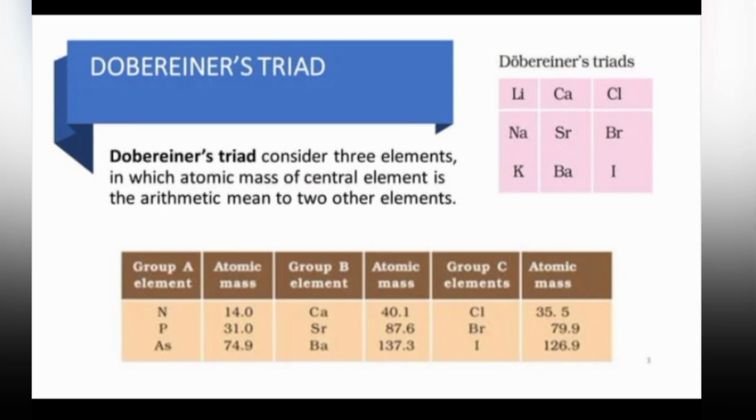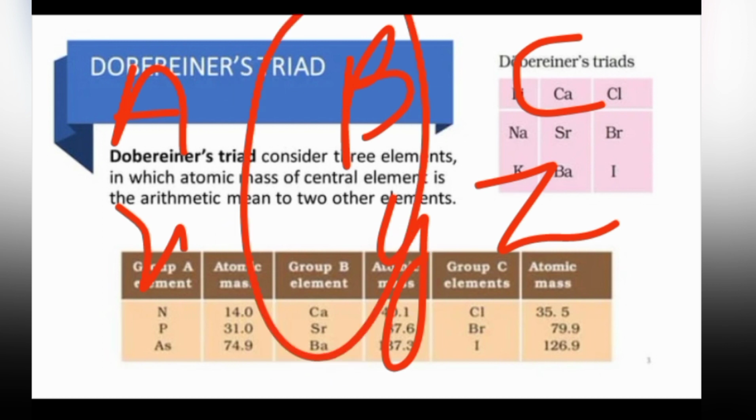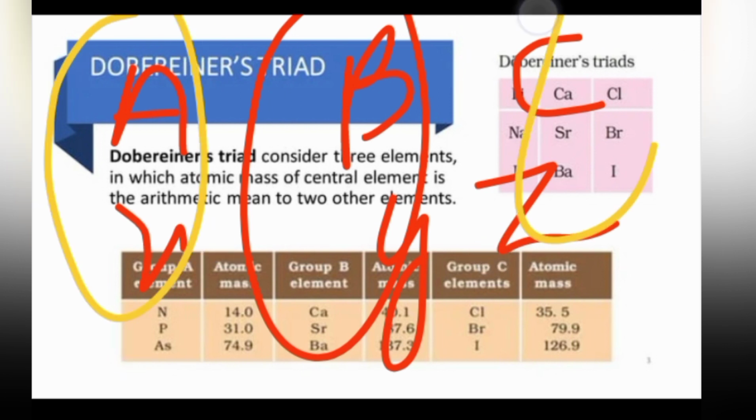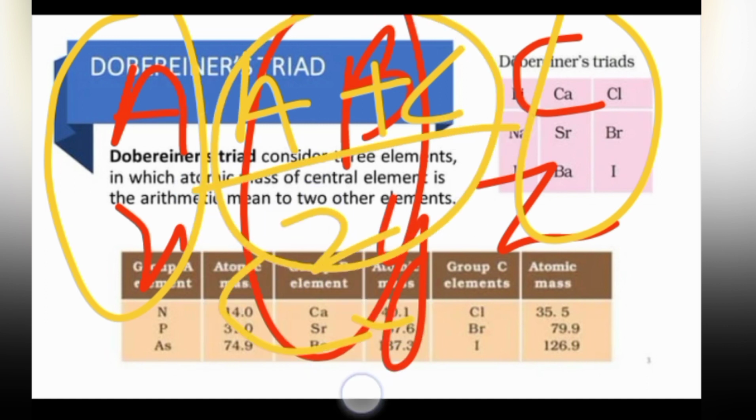For instance, let's take three elements in a triad, A, B, C, and the atomic masses were X, Y, and Z. So he considered that the atomic mass of B will be the arithmetic mean of the limiting elements, that is A and C. So (atomic mass of A + atomic mass of C) / 2, that is we are taking out the mean here, will be nearly equal to the atomic mass of B.